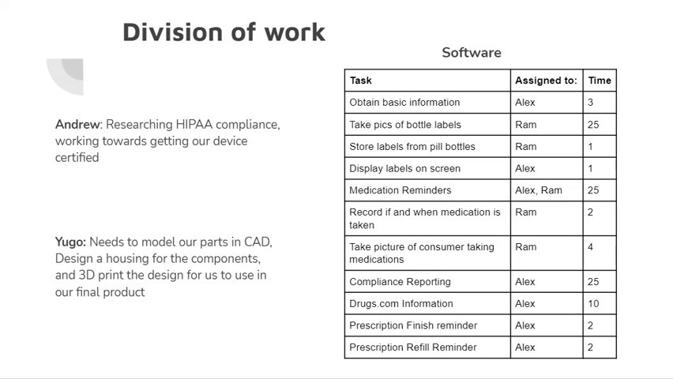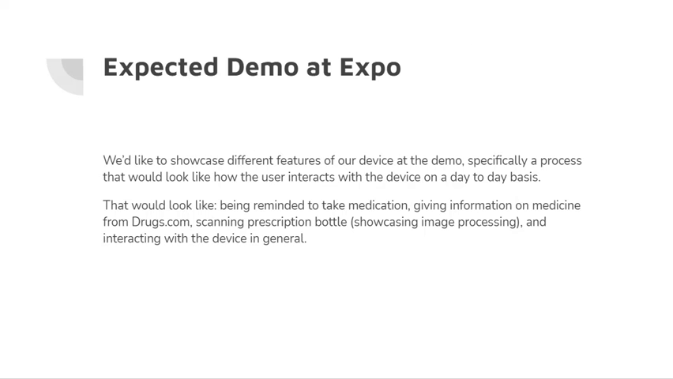On the right side of the screen, you'll see the software, and that's broken up between Ram and I, roughly equal, but we're going to help each other out where we need it to ensure that we deliver on the aspects of the software. For a demo at the expo, we'd like to showcase different features of our device, specifically what the process would look like for the end user as they interact with the device on a day-to-day basis. So that might look like being reminded to take a medication, giving information on medicine from drugs.com, scanning a prescription bottle, and interacting with the device in general.